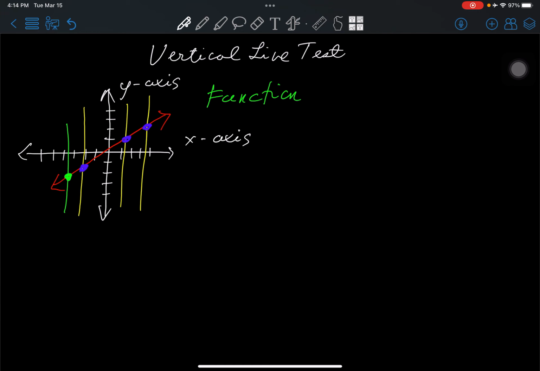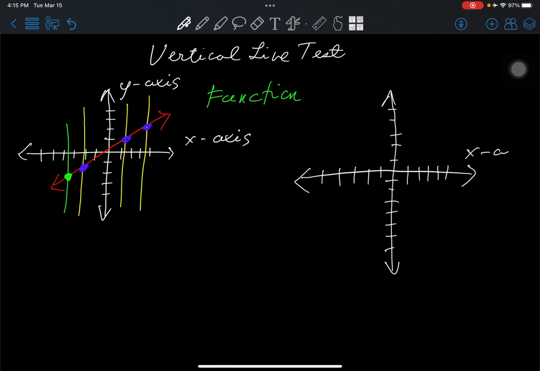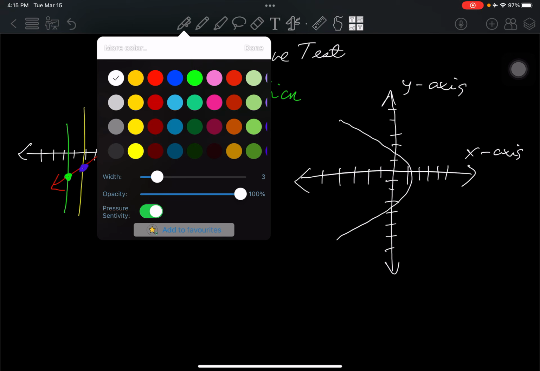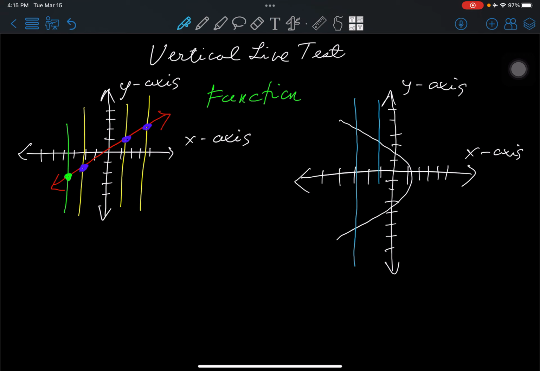Let's say this one. I'm going to draw another. You have to recall your Cartesian plane system. This is your x-axis and this is your y-axis. What if I draw here an example of this? It's a curve. Using vertical line test, I'm going to draw a vertical line here, then here, drawing another vertical line.